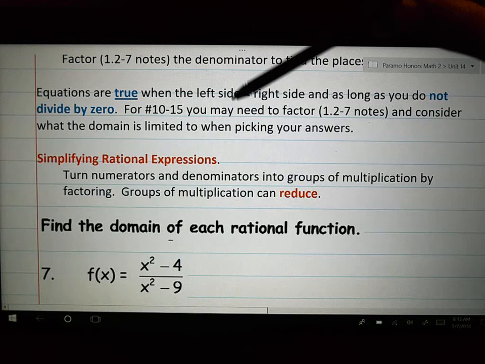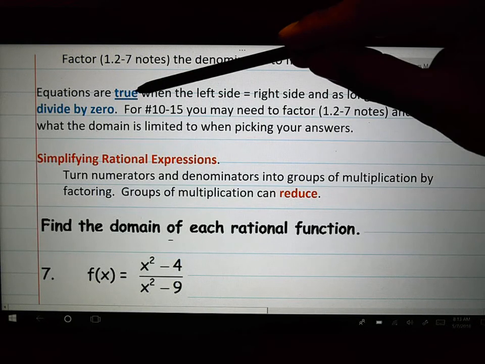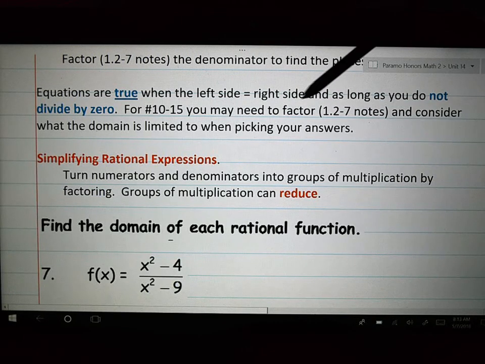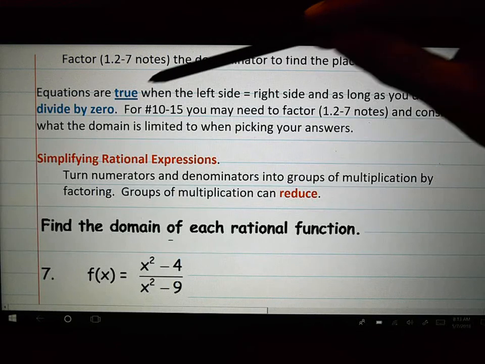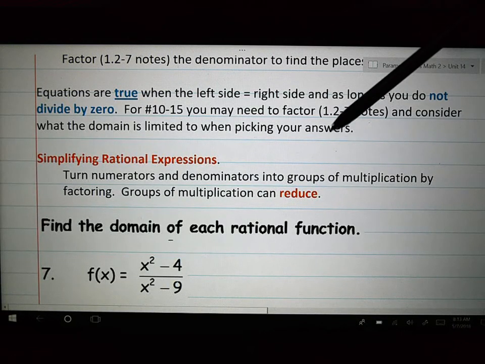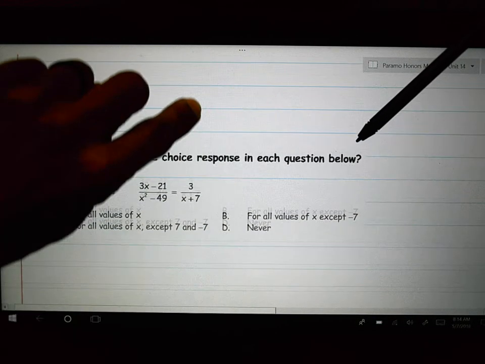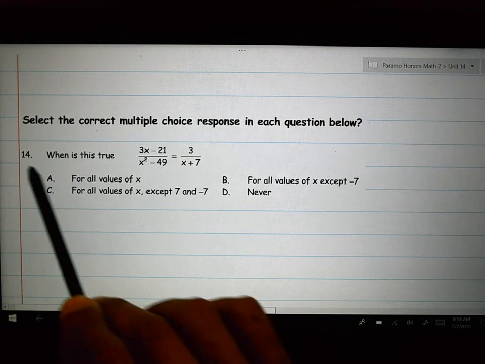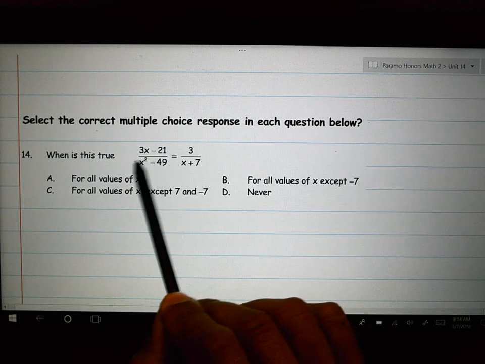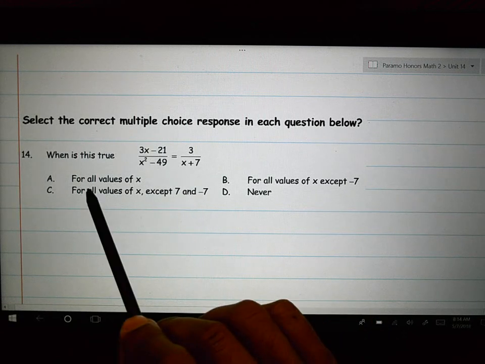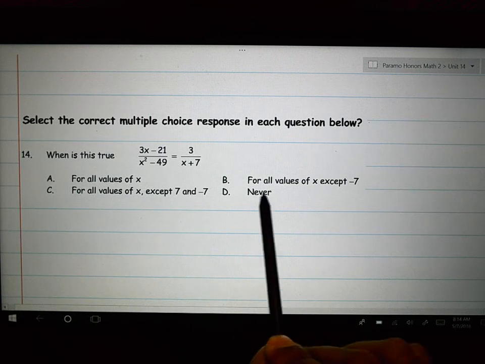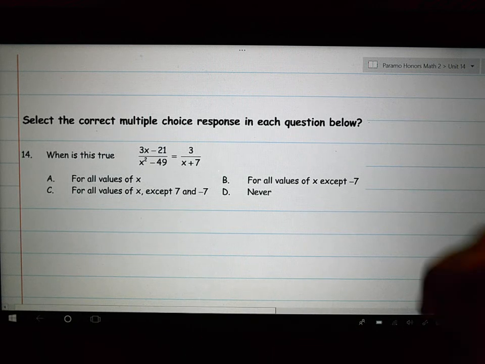The other thing we're going to need to know is when things are true. Equations are true when the left side is equal to the right side, as long as you do not divide by 0. So you're going to be asked questions. Let me show you an example, like number 14, where it's going to say, when is this true? When is this equation equal to that equation? Is it true for all values? Is it true for all values of x except 7 and -7, for all values of x except -7, or never true?